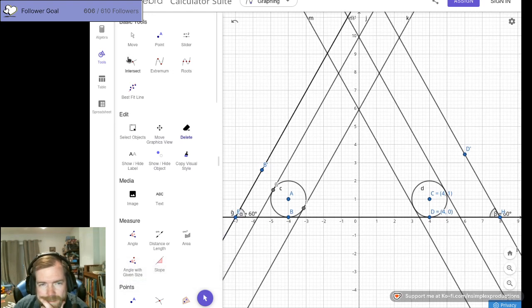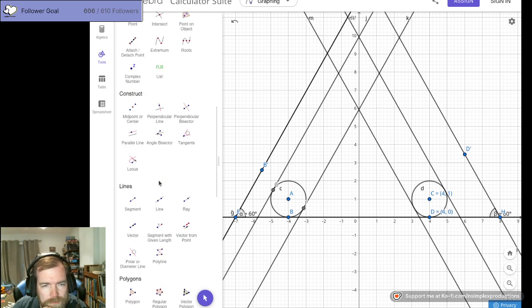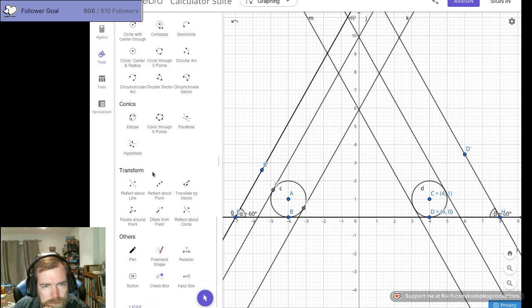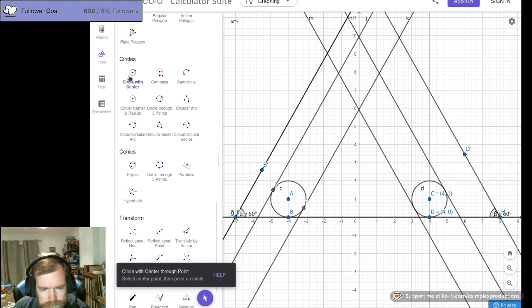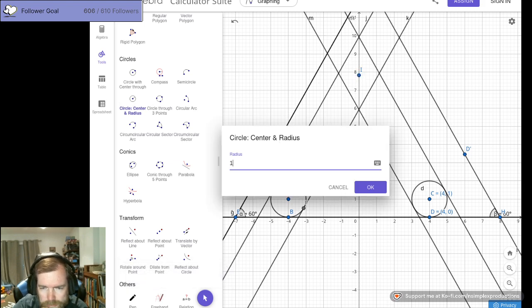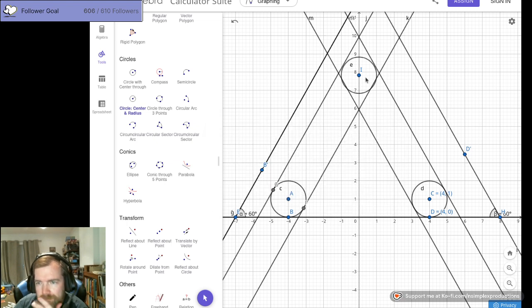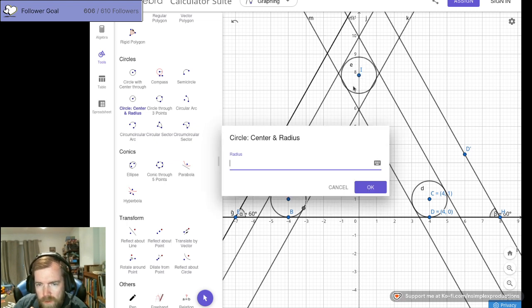Okay. And then we're gonna hit circle with center through. With radius. Okay, so we go like this, we hit 1. Then we say that the... No.